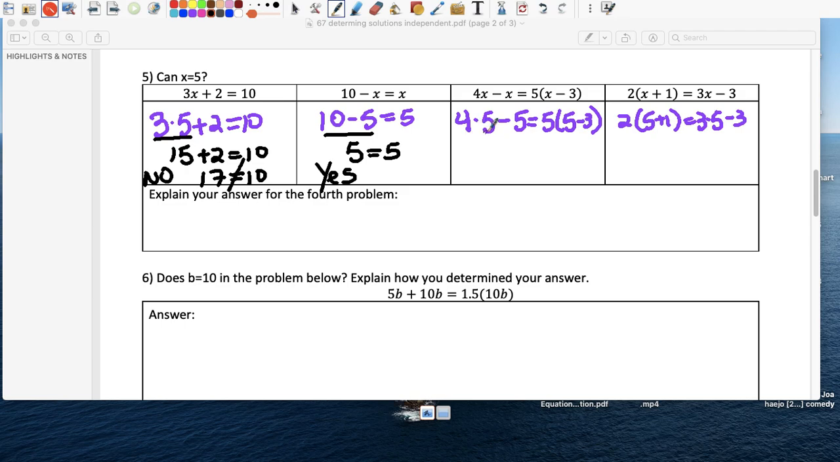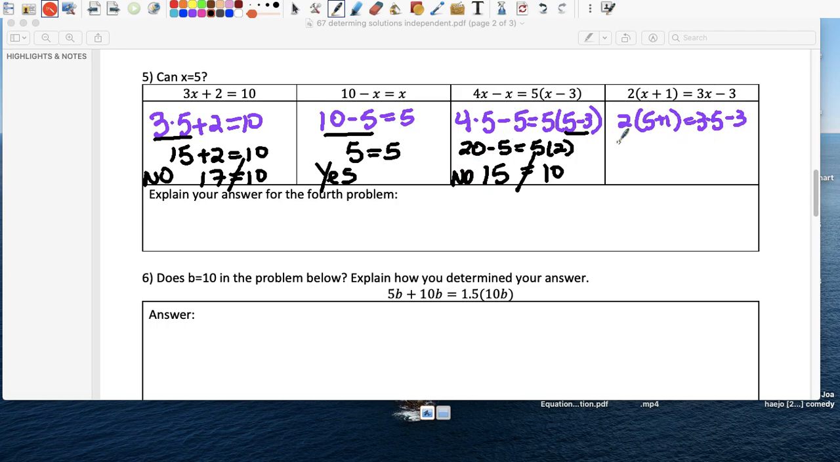Next one, 4 times 5 is 20, minus 5. And on this side, we get 5. And inside the parentheses, what is 5 minus 3? 5 minus 3 is 2. 20 minus 5 is 15. And 5 times 2 is 10. Are they the same? No. So that one's a no.